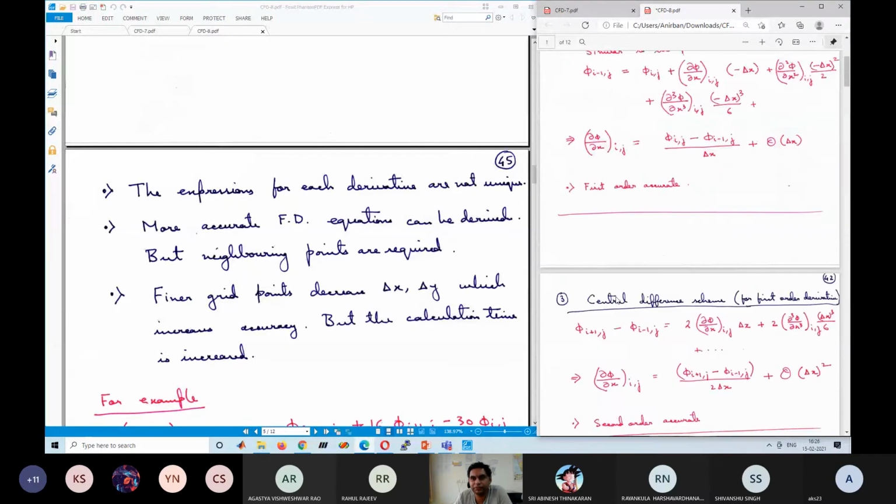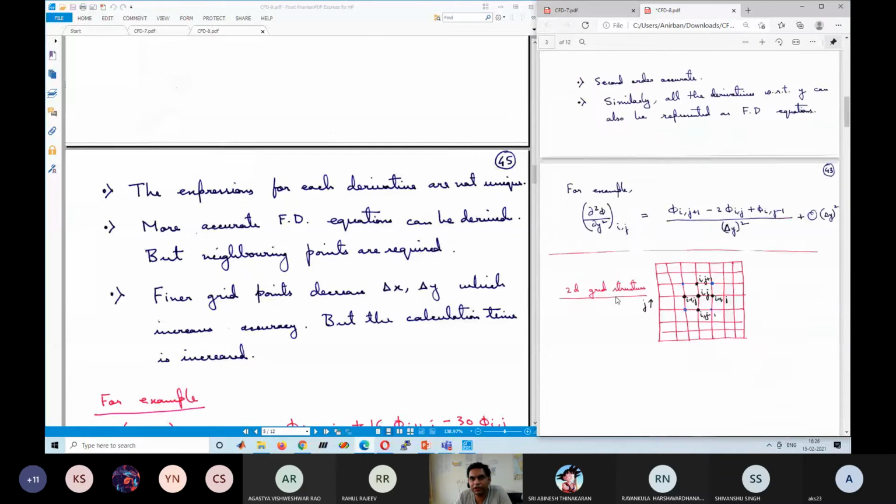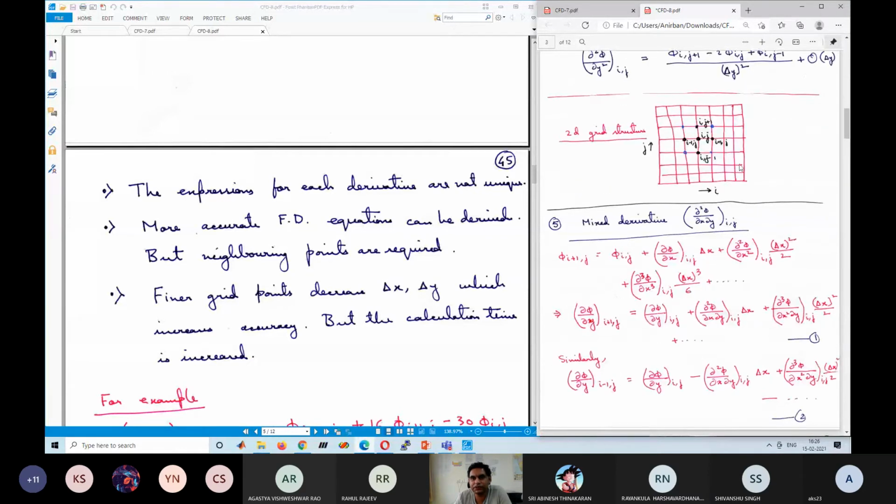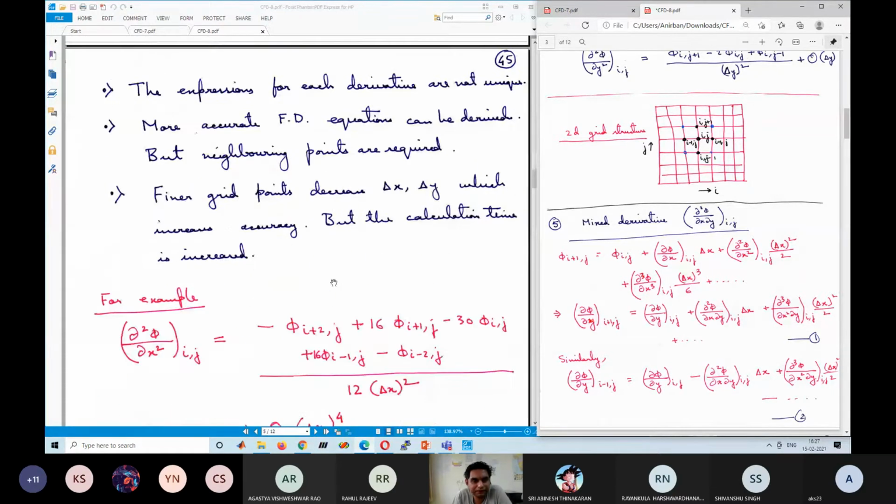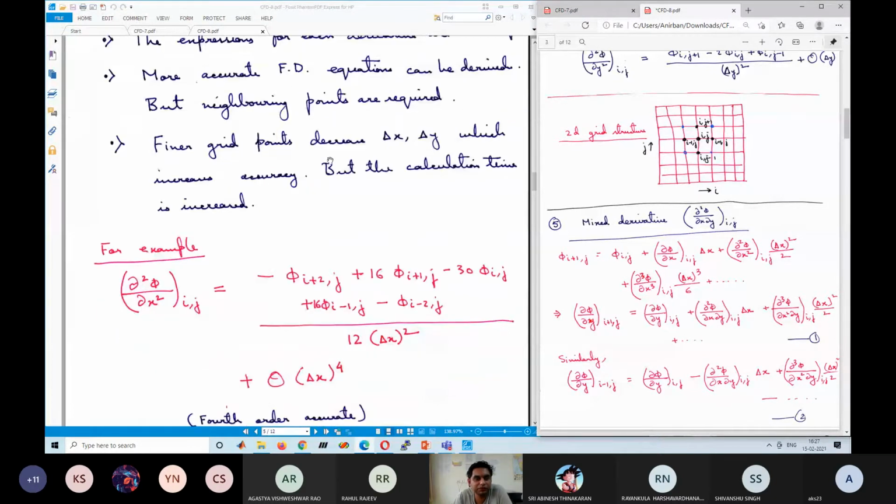What do we mean by finer grid points? You need to divide this geometry, the domain, into more number of points. Instead of 10 by 10, you have to divide it into 20 by 20 or 50 by 50 grid points. As you can see, the number of grid points will increase and the calculation time will increase. So there is a compromise there. If you want to increase the accuracy, calculation time is going to increase. So the point is that more accurate finite difference equations can be derived with more neighboring points.